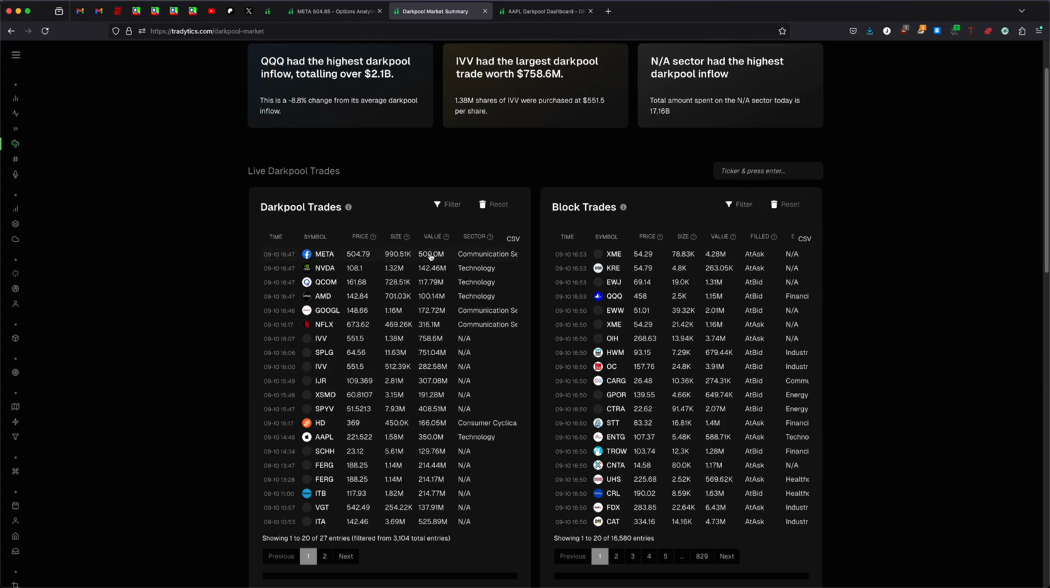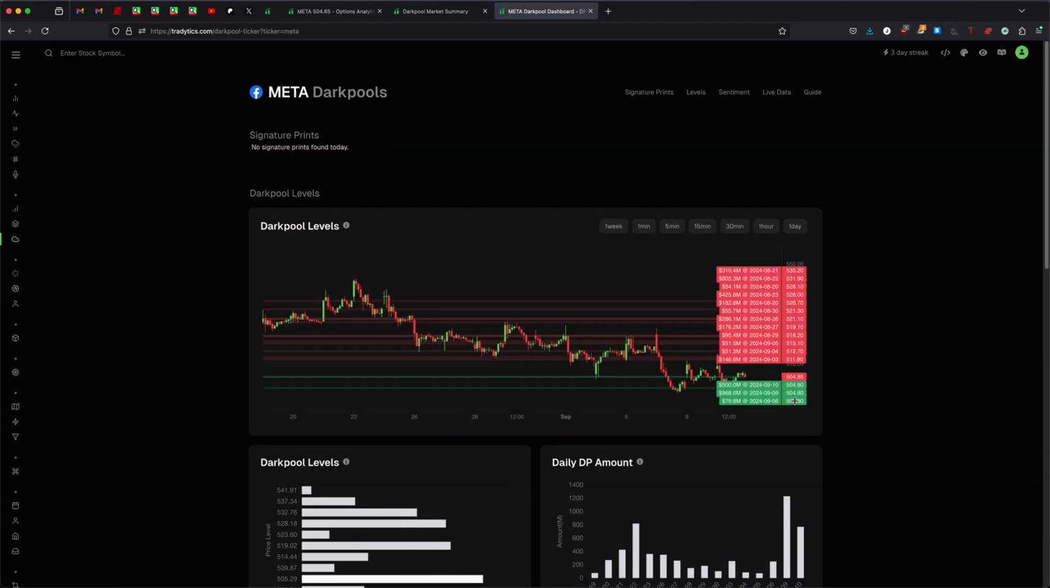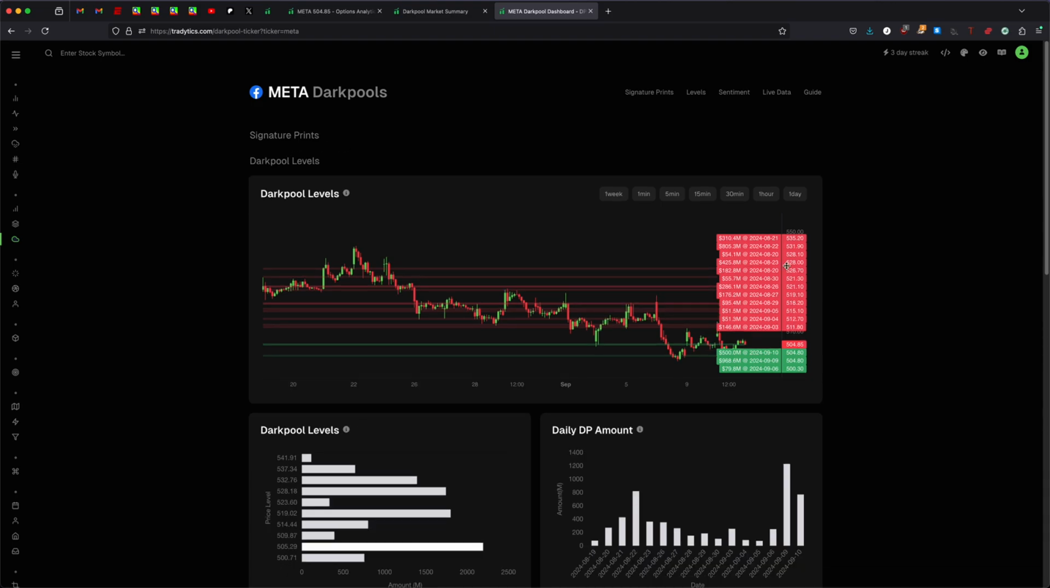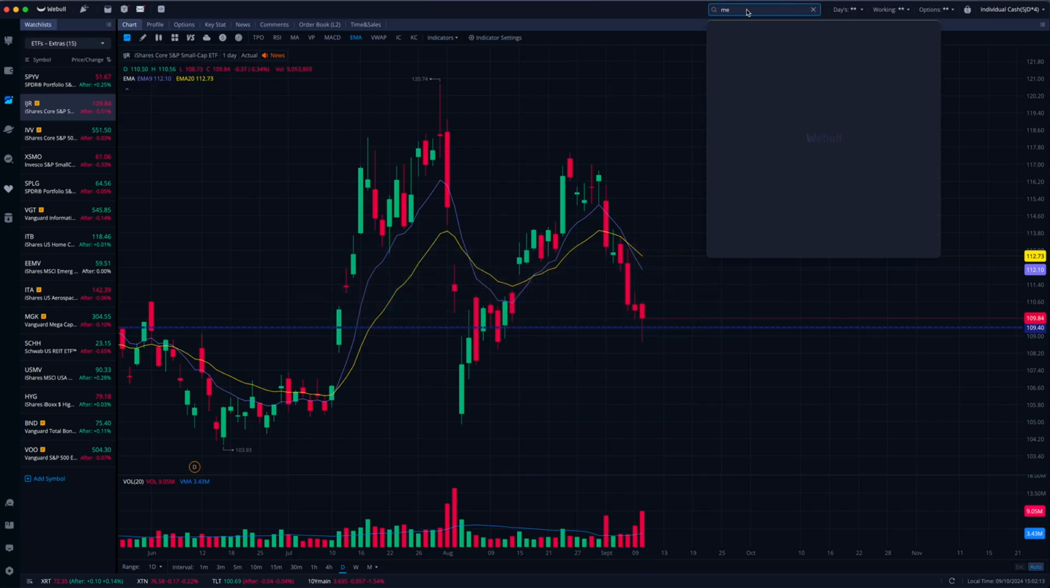Let's look at Meta, 500 million. Is that a lot for Meta? Let's see. Here's our order today, 500 million. Okay. It's pretty decent size. It's not the biggest order, but check this out. Yesterday, we had its biggest order in quite a while, almost $1 billion, at 504.80. Well, today's order just happens to also be at 504.80. So to me, that's notable.